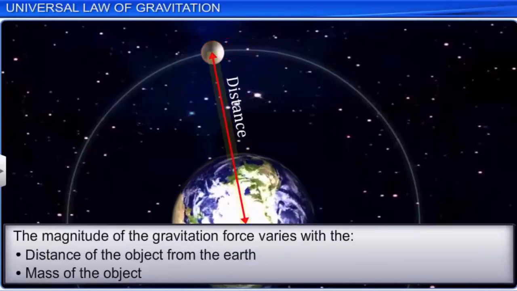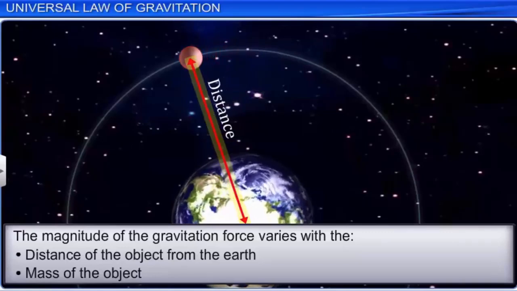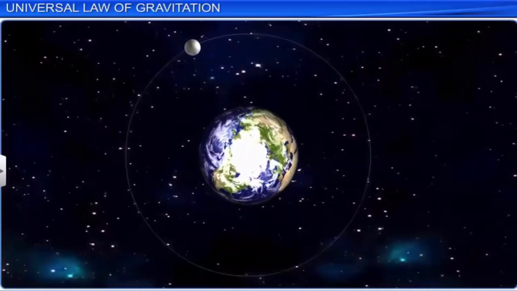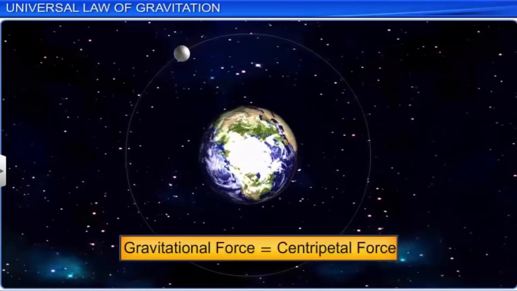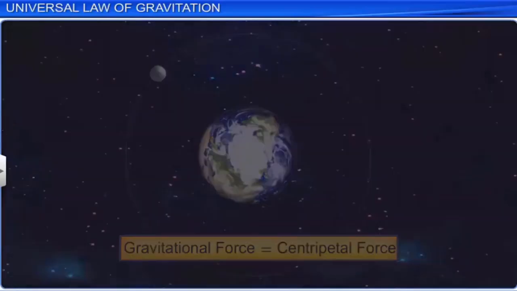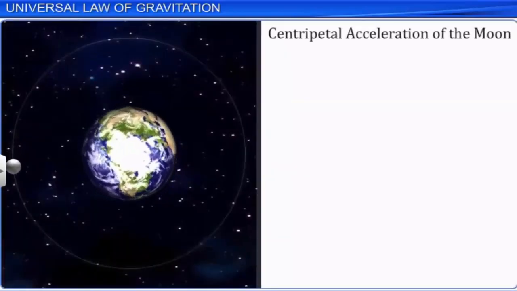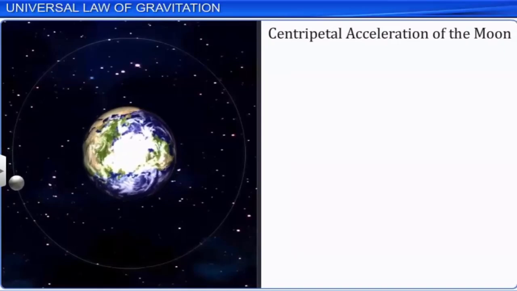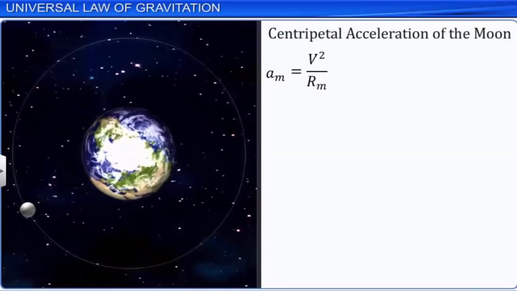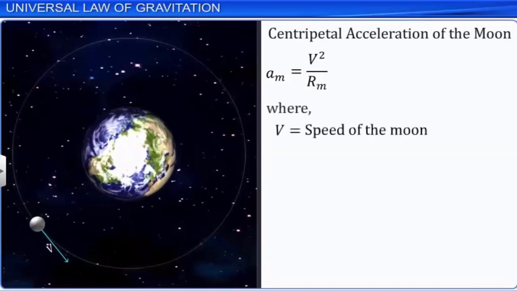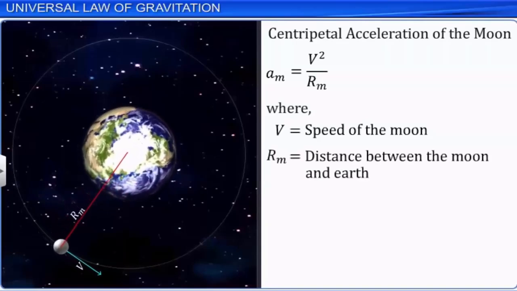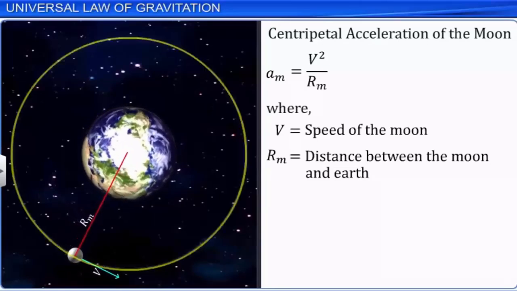According to Newton, the moon revolving around the earth has a centripetal force, which is due to the Earth's gravitational force. The centripetal acceleration of the Moon is given by the expression a_m equal to v square by r_m, where v is the speed of the Moon in its orbit and r_m is the distance between the Moon and the Earth. The velocity of the Moon in its orbit is derived from the fact that the Moon's orbit is circular of radius r_m and its revolution period is T.